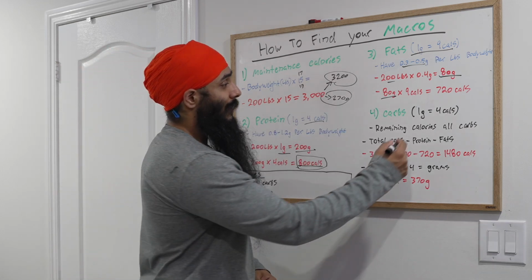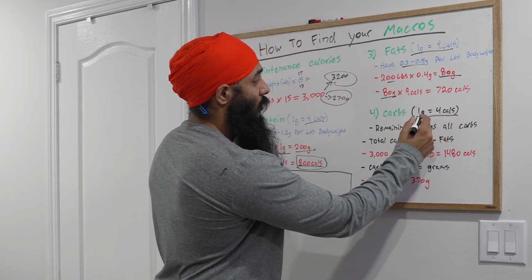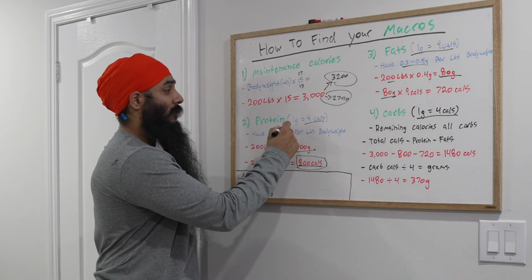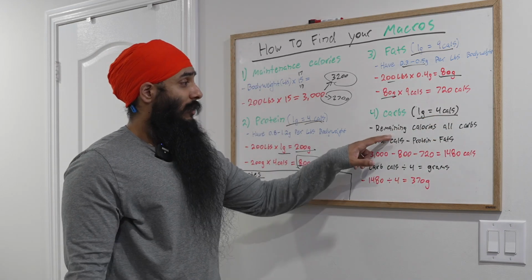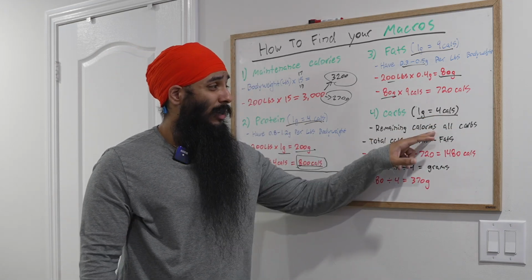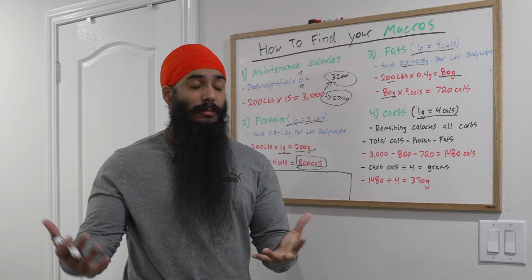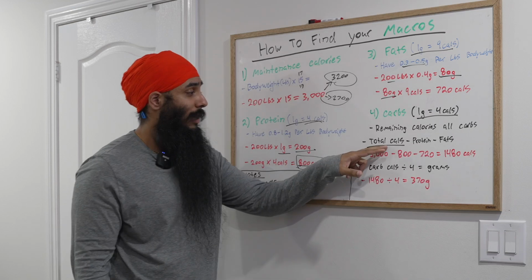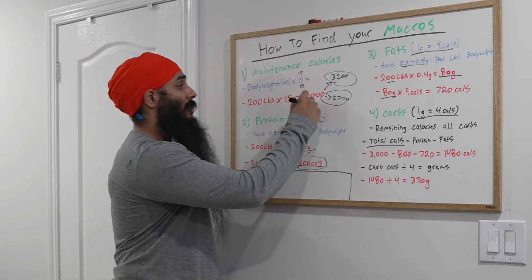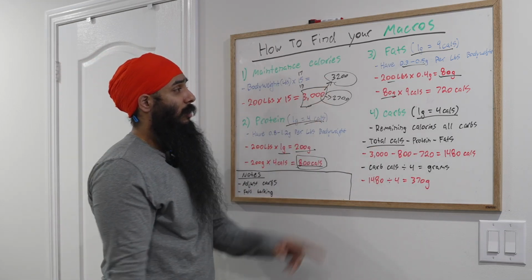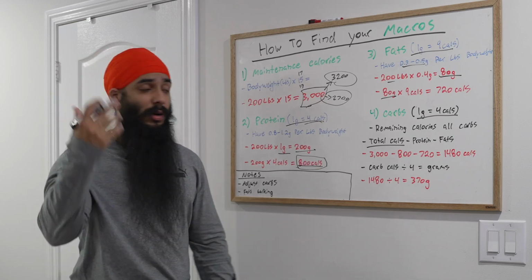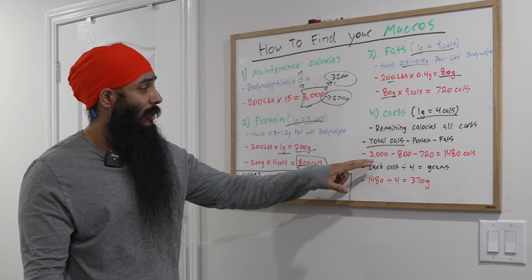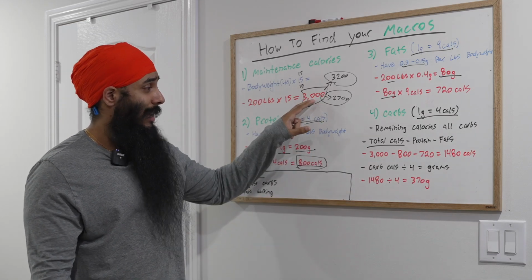So with carbs, it's the same thing as protein, okay? 1 gram of carb is equal to 4 calories. Just the same thing here. With this, you want to do the remaining calories are all carbs. So what do I mean by remaining calories? We're going to do our total calories right over here. So our total calories are over here, 3,000, or it's going to be 3,200 or 2,700, whatever your goal is. So for this, it's going to be 3,000.